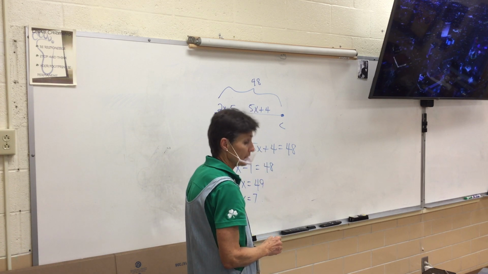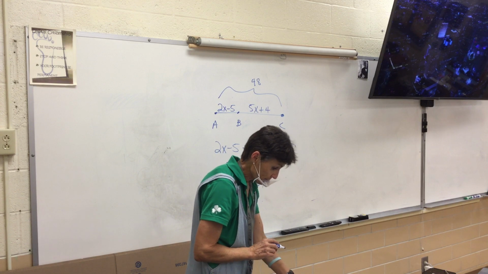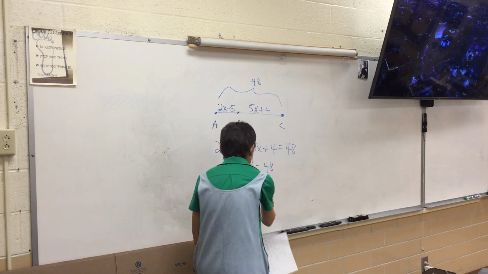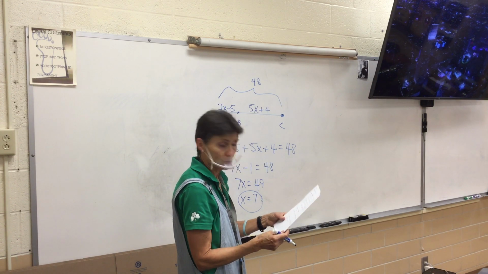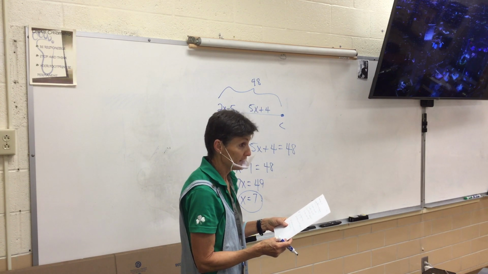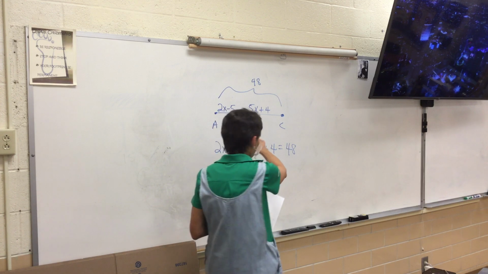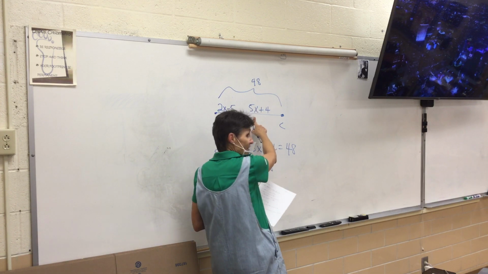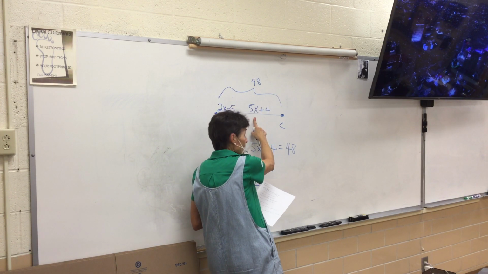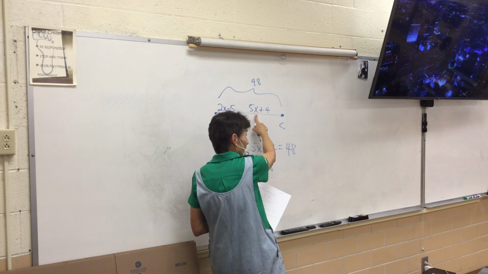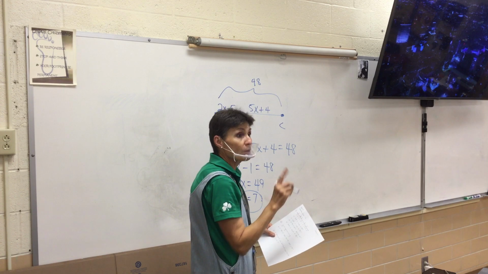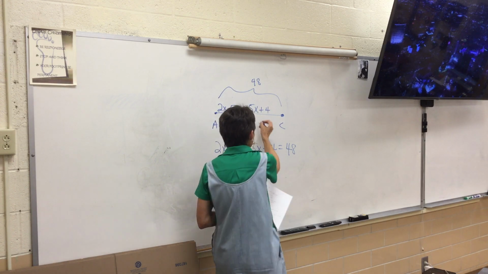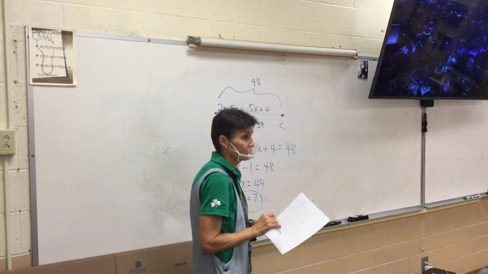Yes. Now be careful. The problem says find x, so you got it. X equals 7. But it also says find BC. So come back up here. BC is 5x plus 4. So we'll put 7 in there. 5 times 7 is 35, plus 4, 39. So BC is 39.